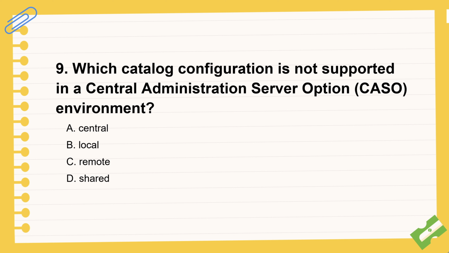So, the correct answer is: shared catalog configurations don't work in a central administration server option setup because backups are managed better, with each server having its own catalog or a centralized one.